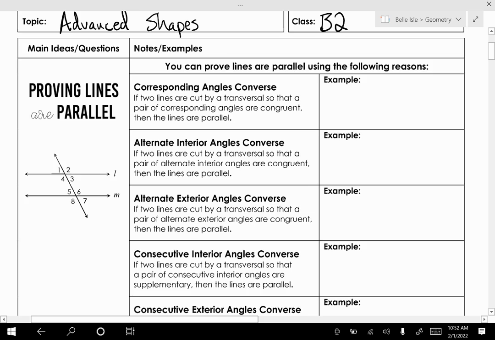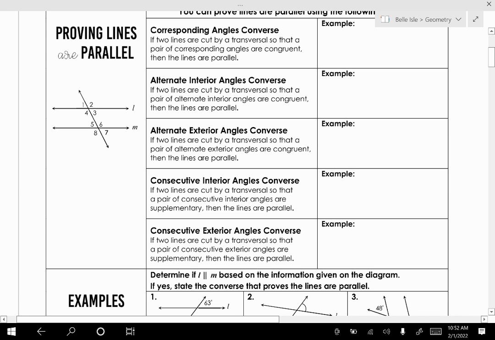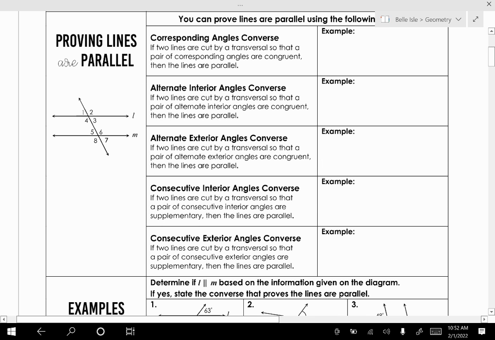So, in this first section, we've got 5 different proofs that we're going to make sure that we kind of have nailed down when proving parallel lines. All of them, make sure we refer to the diagram over on the left. So, corresponding angles converse. If 2 lines are cut by a transversal so that a pair of corresponding angles are congruent, then the lines are parallel.